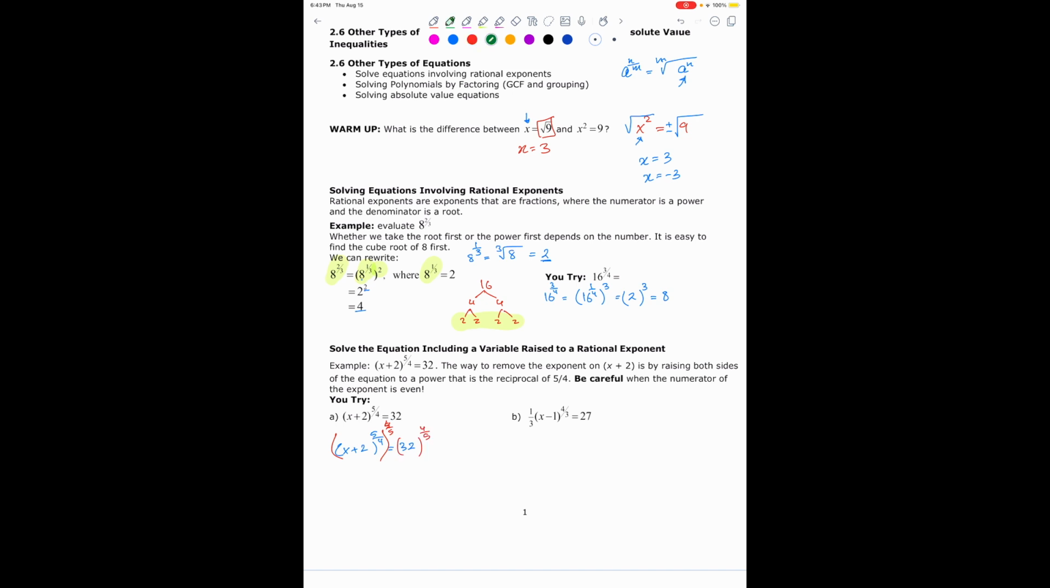We're going to raise this side to 4 over 5, and this side to 4 over 5. Now, these are going to cancel together. So we'll end up with x plus 2 on the left-hand side equals 32 to the 4/5. It is 32 to 1/5, all raised to the 4th power. X plus 2 equals 2.